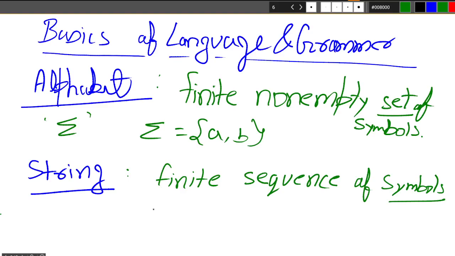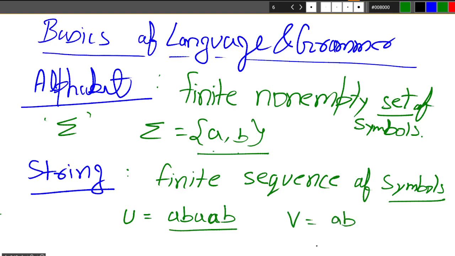Alphabet is a set. So if your alphabet is A, B, then a sequence of symbols which are A and B can be possible. Suppose it is U. U can be A, B, A, B. This is one string. Another string can be something like A, B. This is also a string. Suppose W. W is just A only. No problem. All of these are strings. So such a variety of strings can be there.